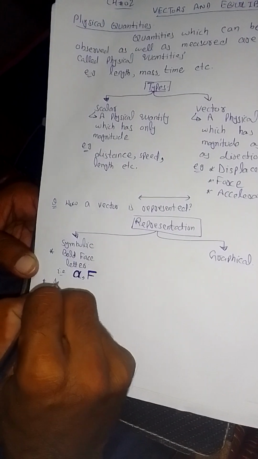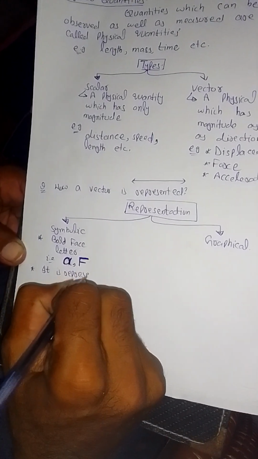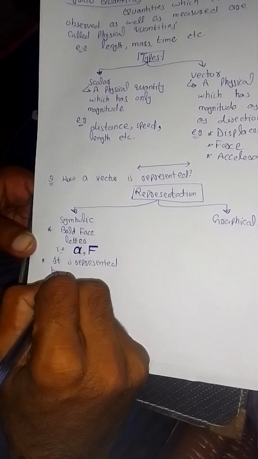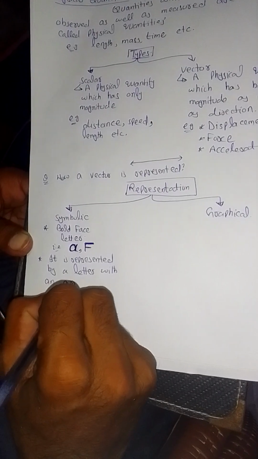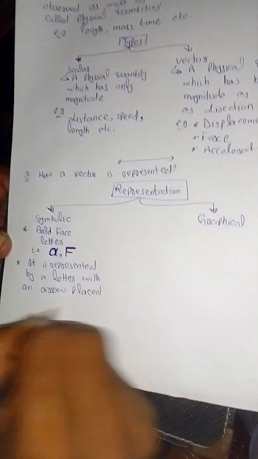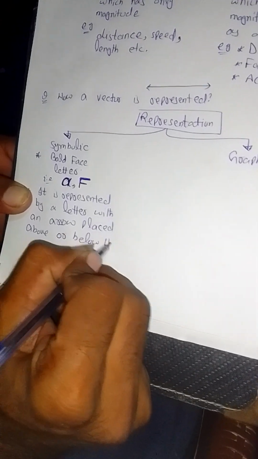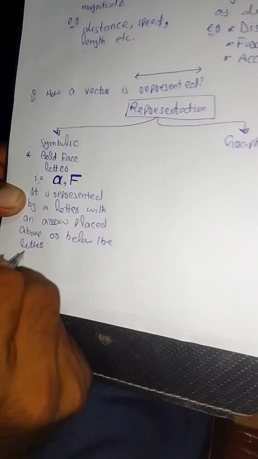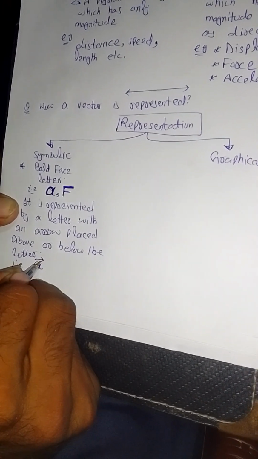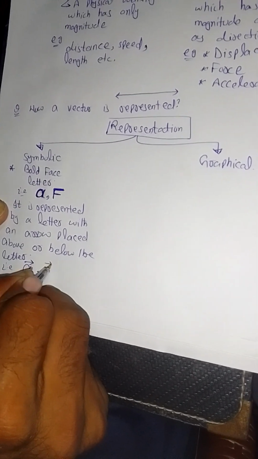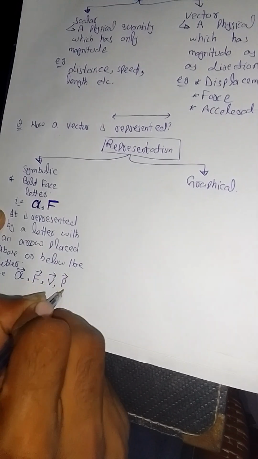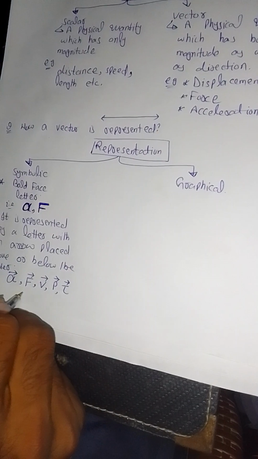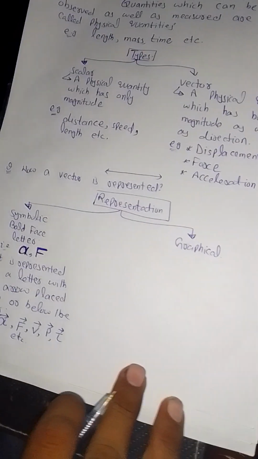Or it is represented by a letter with an arrow placed above or below the letter. Acceleration is a vector quantity; we place an arrow above the letter. Force is a vector quantity; we place an arrow above the letter. Similarly, velocity, momentum, torque, etc. This is the symbolic representation of a vector.